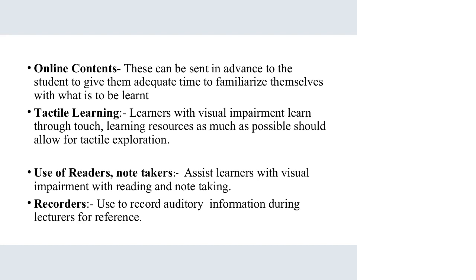Then tactile learning. Learners with visual impairment learn through touch. It is the main avenue of learning for those who are blind. Learning resources as much as possible should be allowed for tactile exploration. And as I've said, in a good program, this kind of training should begin very early, so that they are trained and sensitive to their touch system, so they can be able to read by touch. It's not just assumed that you can touch and read. It's a system of doing that.